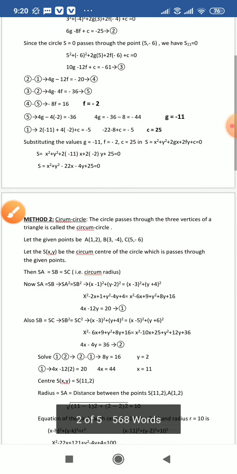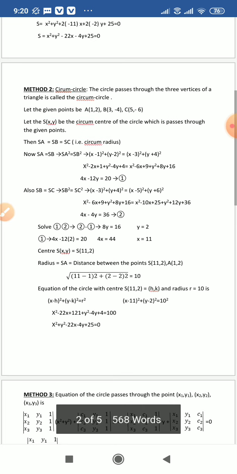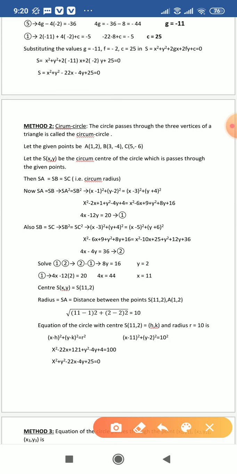There is another method also. This is also very important. If the circle passes through 3 points, suppose we roughly draw a diagram. Suppose this is a circle passing through 3 points. Suppose this is point A, this is point B, this is point C. Roughly draw the triangle by using these 3 points. This is the triangle, rough diagram.